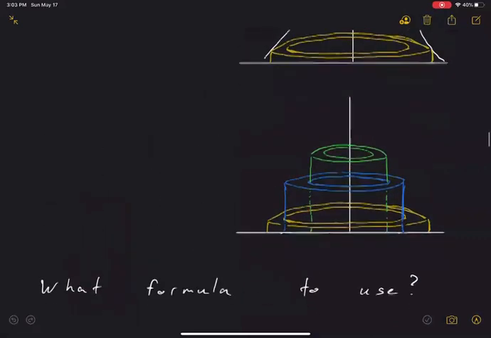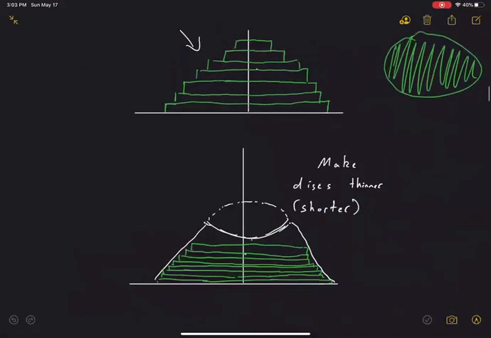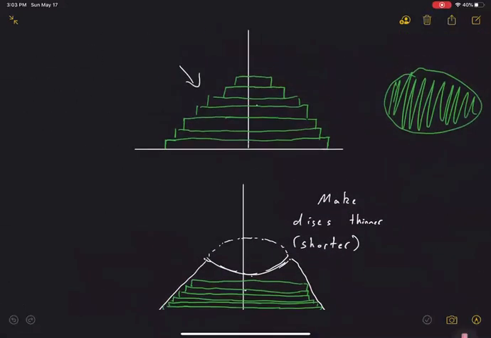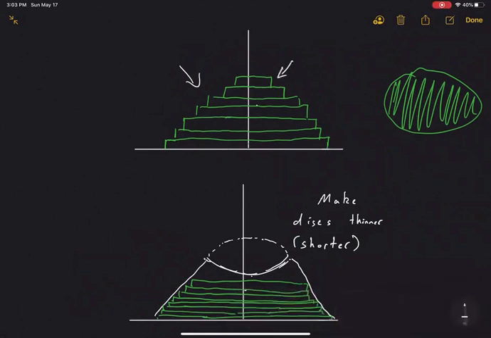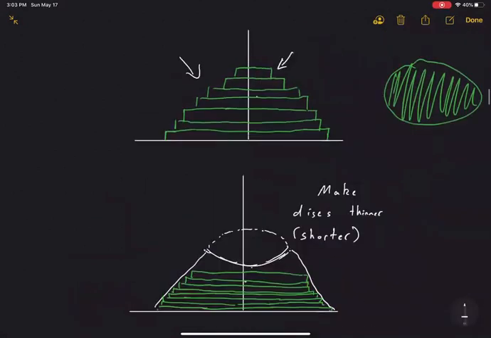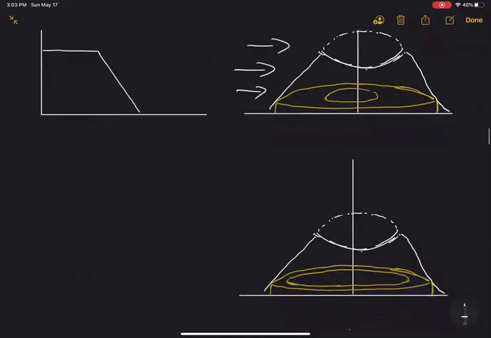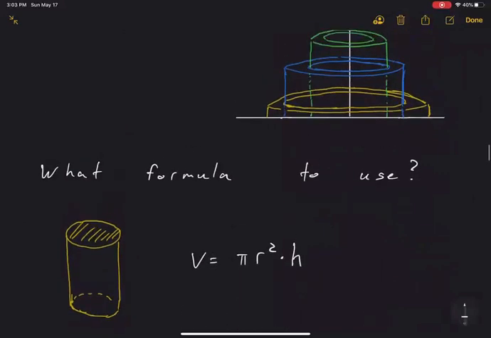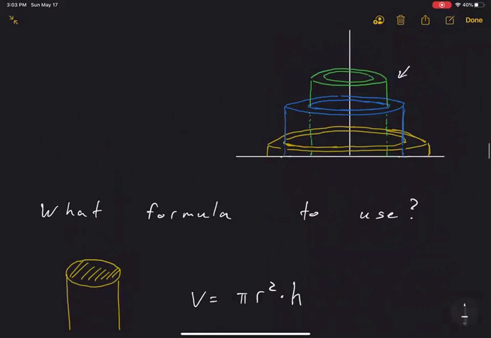But to figure out what the volume is, just like with the slabs in my previous method, I had to be able to find the volume of each of these individual slabs. I needed a formula for these individual slabs, and then as I made them thinner, it became the formula for a surface area. So I need to do something similar. I need to find the volumes of these approximating cylinders.